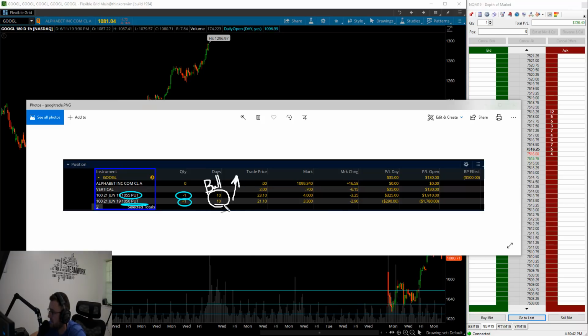This contract still has 10 days left to go for expiration. I stepped out into the monthly expiration, which is going to expire June 21st, which will be in 10 days from now. Today is June 11th. Now, you'll notice here, I went ahead and sold this for $2 right there. So $2 was my trade price on this spread.